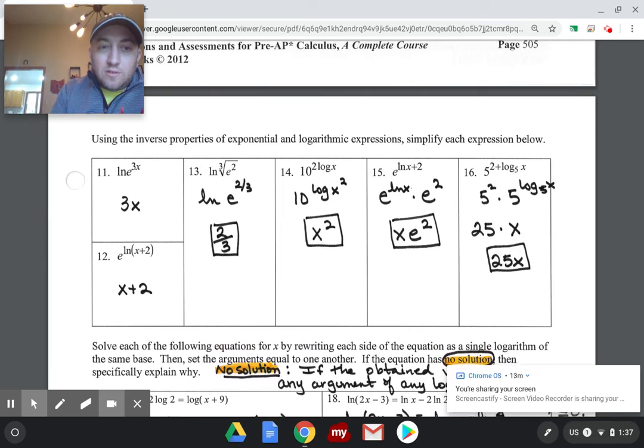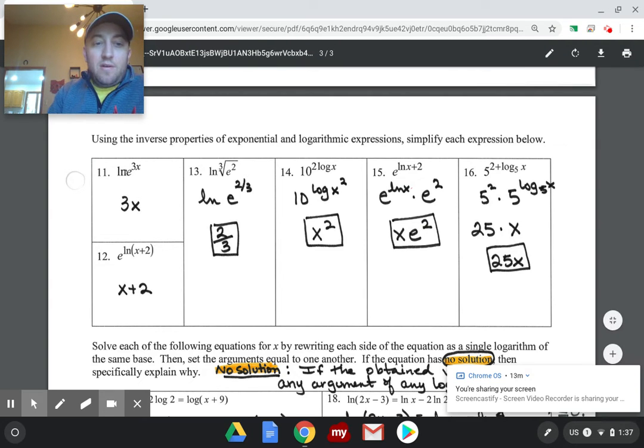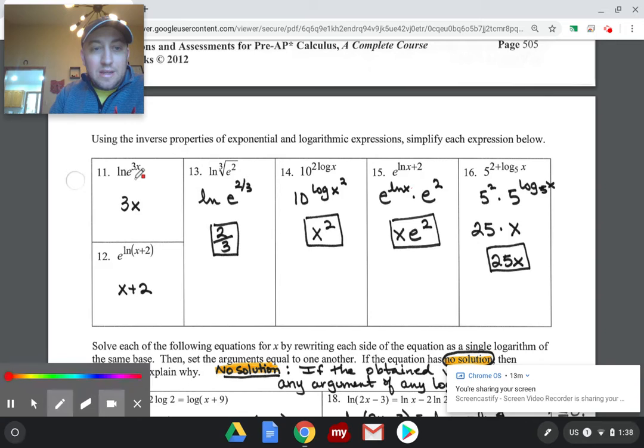So here, just using the inverse properties of exponential and log expressions, simplify each expression below. So this one right here, the natural log of e to the 3x, and you can just make note of this. Anytime you have the natural log and e right next to each other, those things basically just cancel out, and you're just left with what's remaining. So in this case, I'm just left with 3x.